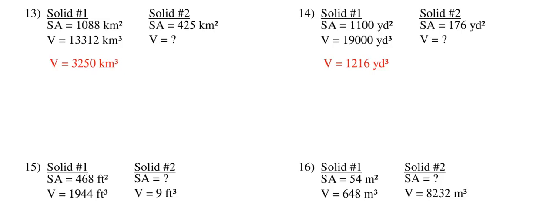Okay, let us look at question 14, because 13 and 15 will be your homework problems for you to solve. Question 14 says we have two solids. Solid 1, surface area is given, volume is given. Solid 2, surface area and volume. It asks us to find the missing volume.